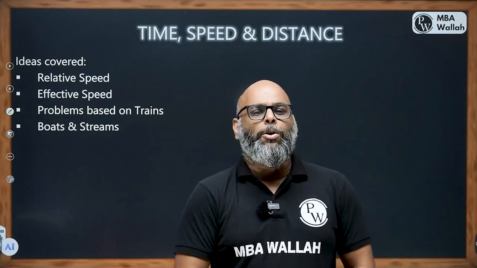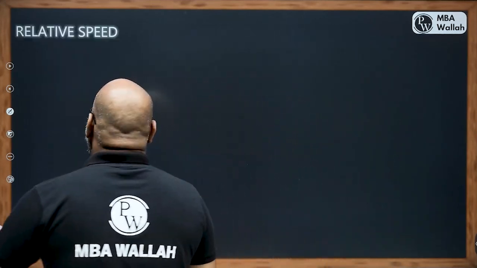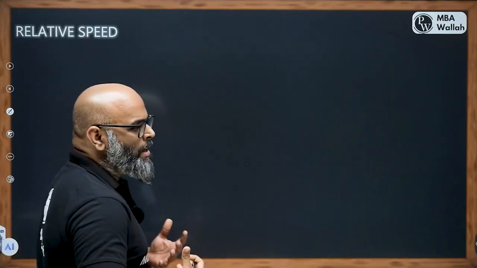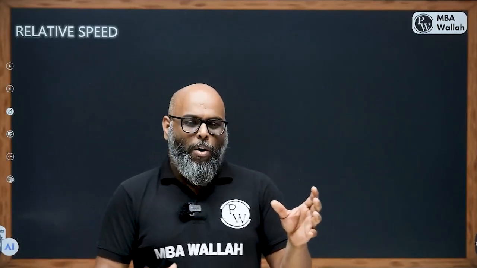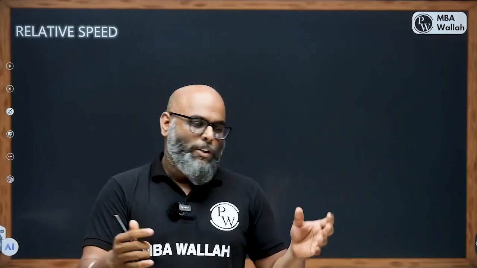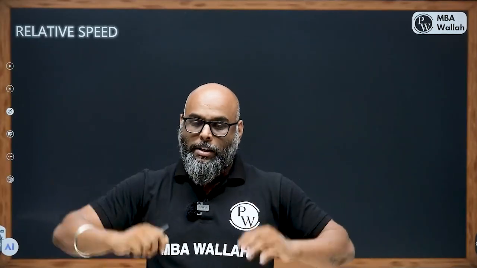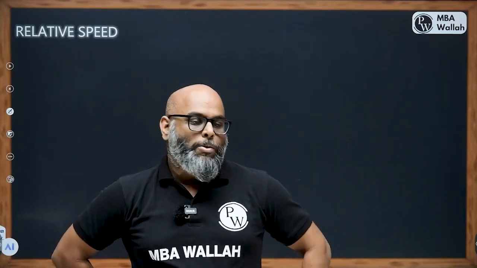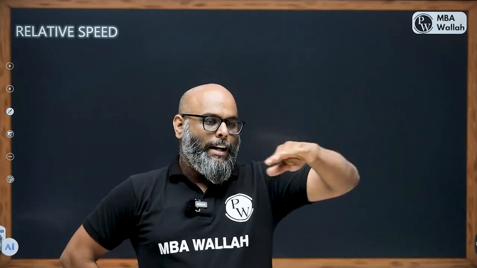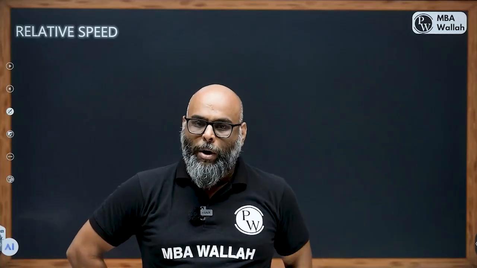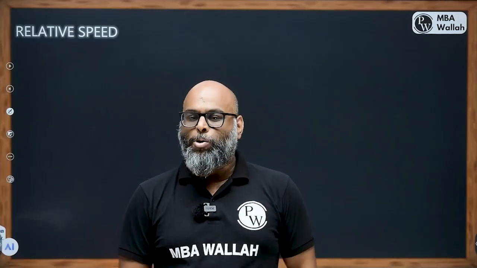But before we get to boats and streams and the trains problem, I want to understand what relative speed is. What is relative speed? It simply says it's the relation between two speeds here. Now all this while in the previous class we talked about one object moving for a particular distance. Now relative speed happens when there are two or more objects, typically two objects, but then there can be cases of three people doing it parallelly. So relative speed is the relation between two speeds here.